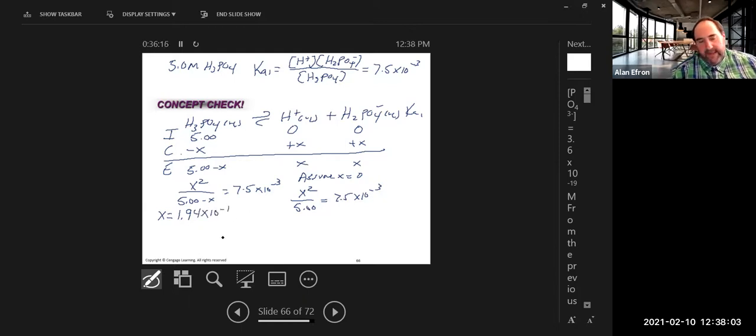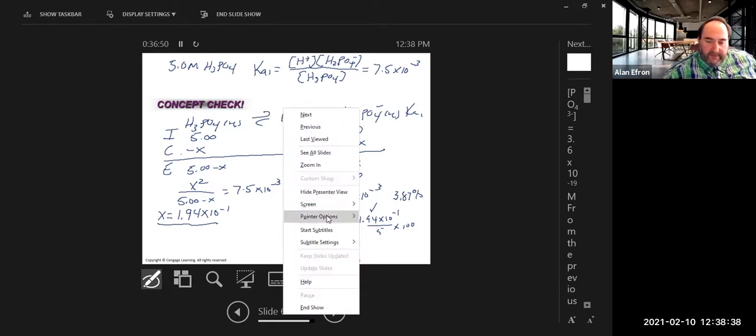We do want to check it. So we would want to check it by taking 1.94 times 10 to the minus 1 divided by 5 times about 100. And I hope it's okay. It should be because I made sure. So it's 3.87%. I didn't feel like doing the quadratic at this point. So it is a good assumption. So that gives us our X value. Any questions so far on this table here? So very similar to, you know, sort of the ice tables that we've done before.